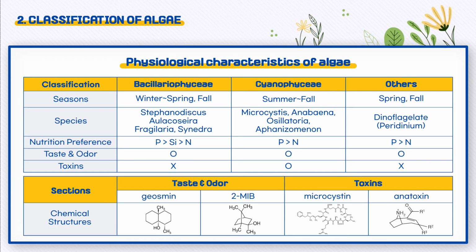Here you can see a summary of the features of diatoms and blue-green algae that generally cause issues. The effects caused by the time period of occurrence, main species, nutrition preference, taste and odor-producing substances, and the production of toxins are shown. Taste and odor-producing substances are geosmin and 2-MIB, and the main toxins are microcystin and anatoxin.